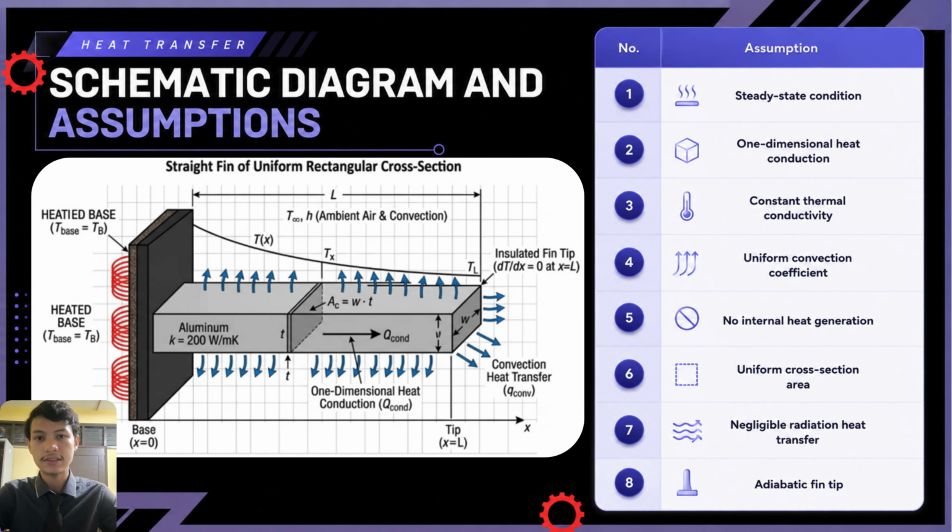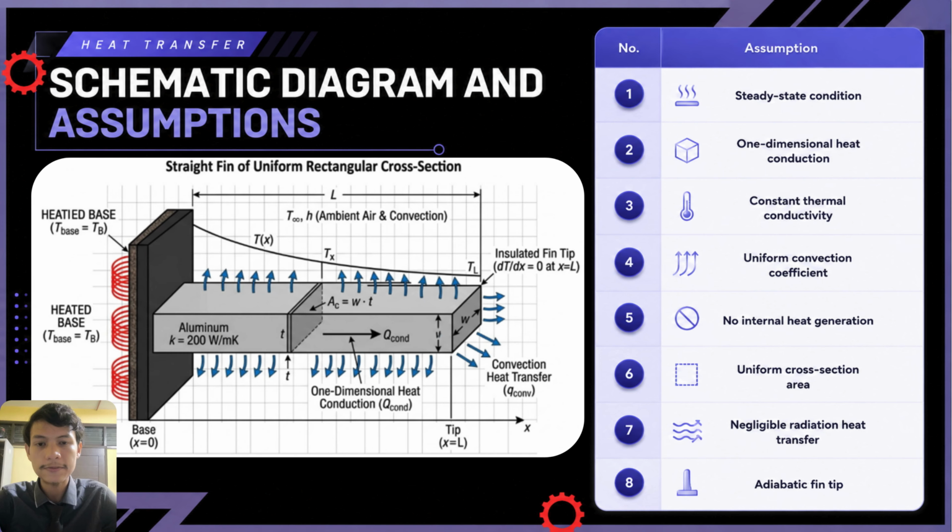This diagram shows a fin attached to a hot surface. The temperature at the base of the fin is represented as T base, or T subscript B, which is the highest temperature in the system. Heat will flow from the base toward the tip of the fin through conduction. At the same time, heat is continuously released from the fin surface to the surrounding air by convection, where the surrounding temperature is represented as T subscript infinity. As heat is lost to the air, the temperature gradually decreases from the base to the tip of the fin.